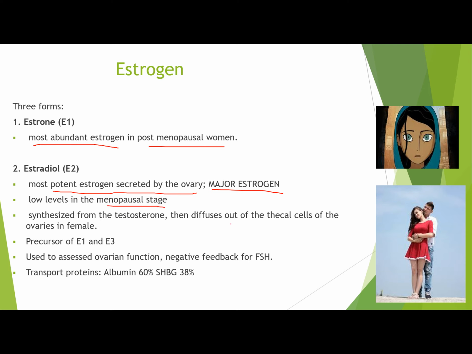Synthesized from testosterone, then diffuses out of the thecal cells of the ovaries in females. Precursor siya ng E1 or your estrone and E3. Used to assess ovarian function, has a negative feedback for FSH class. So, if it's a negative feedback class for FSH, meaning yan, ini-stop niya. Pag too much, stops too much creation of FSH. Transport proteins: albumin 60% and SHBG 38%.